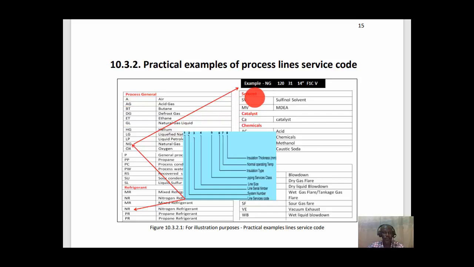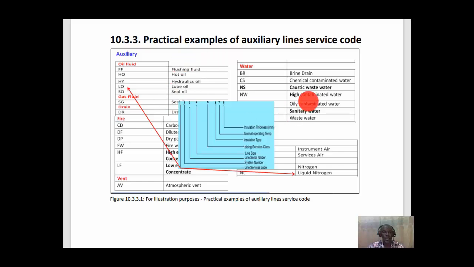If I have my line service code, the first letter as A, it means the fluid passed through that line is air. The same thing is also applied to auxiliary line service code. For practical example and for illustration purpose, here are some auxiliary line service codes.